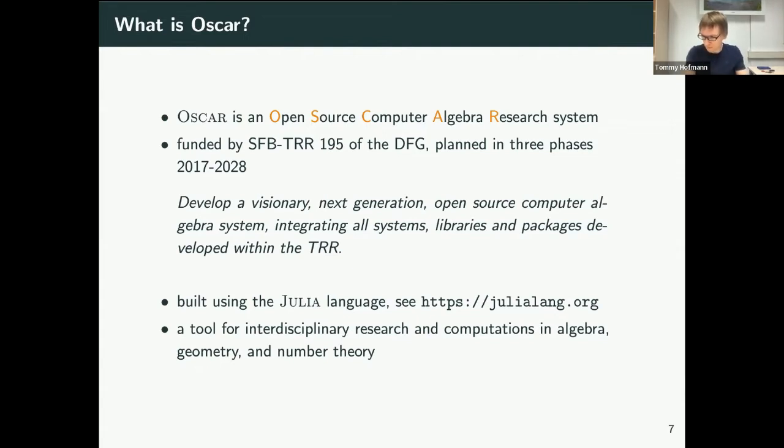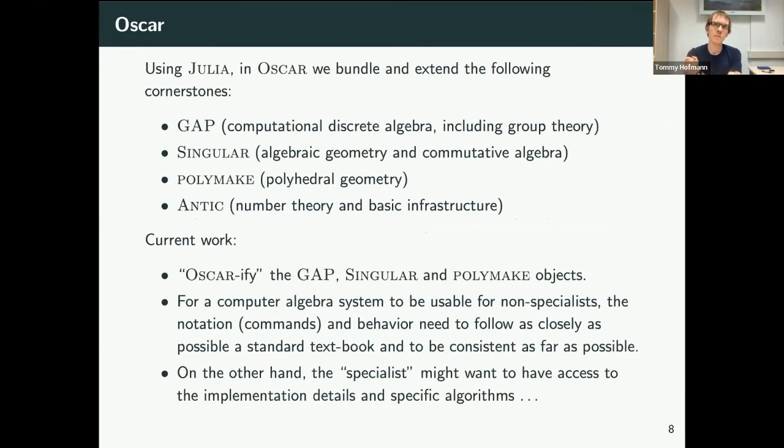Now, what are these tools that make up OSCAR? So when we started, we already had different packages available, developed in Germany, funded by DFG partly. And the idea was to bundle them into one system. And this is what OSCAR does. So the main players are GAP, Singular, Polymake for polyhedral geometry, and then some Antic component for number theory mainly.